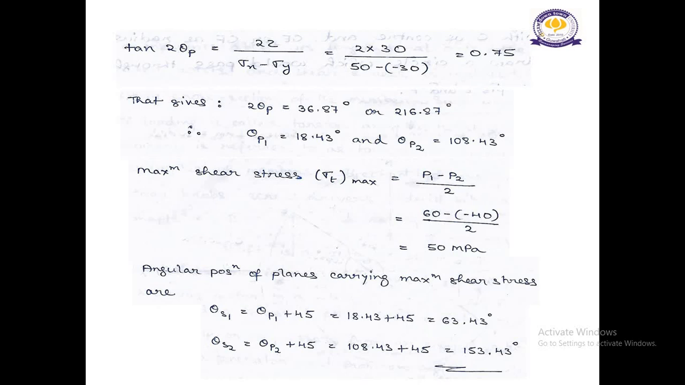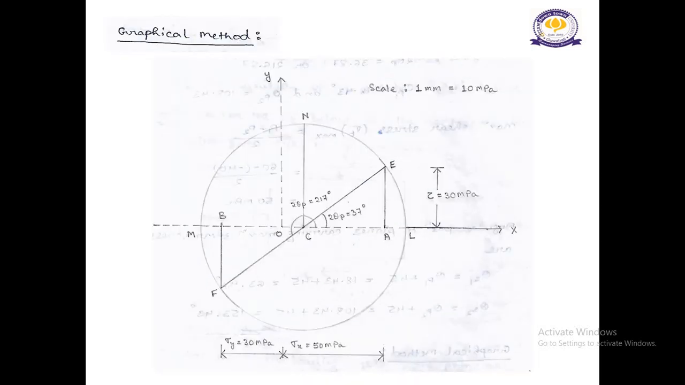Now let's move on to the graphical method, that is the Mohr circle method. Here is the Mohr circle that we have drawn by taking a scale of 1 mm equal to 10 megapascal. This is the x-axis, this is the y-axis, and this is the circle we have drawn.